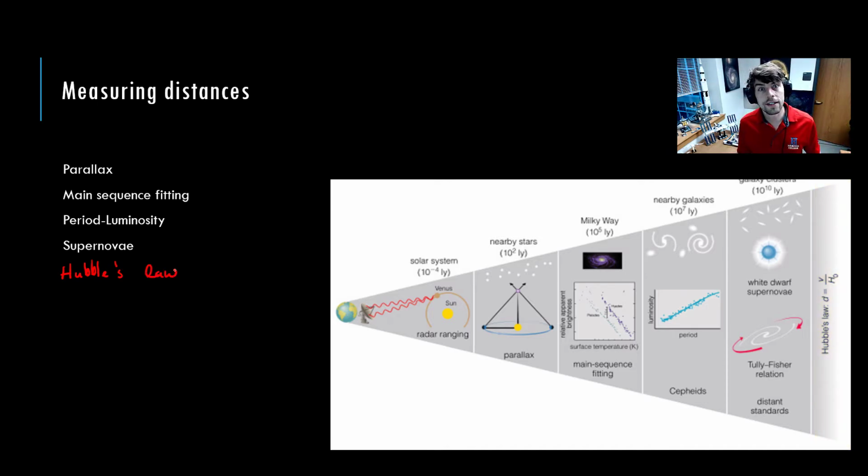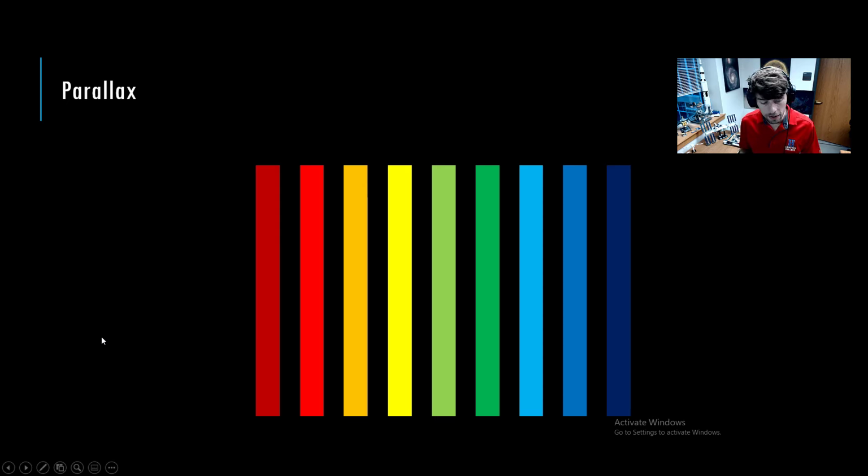Now, collectively, these 5 techniques, plus a couple others, are generally referred to as the distance ladder. That name is given because you can't arrive at a pattern higher on the distance ladder without observing the previous pattern. So, parallax. Let me give you a demonstration first of all.